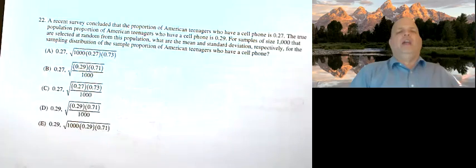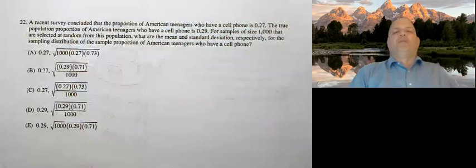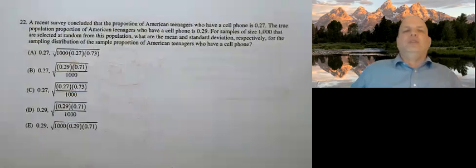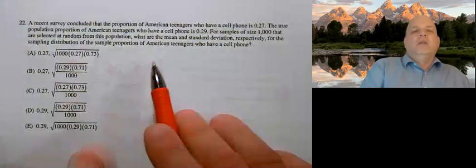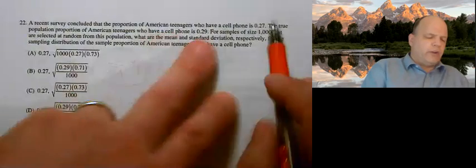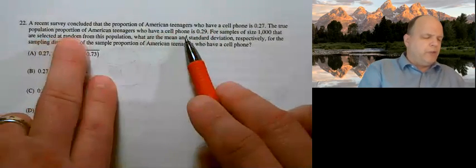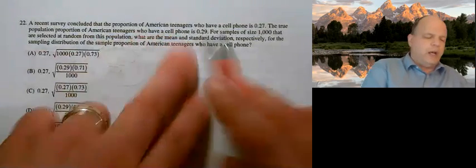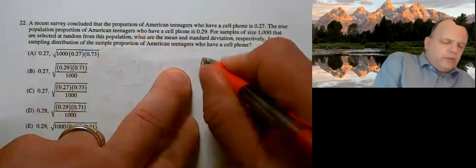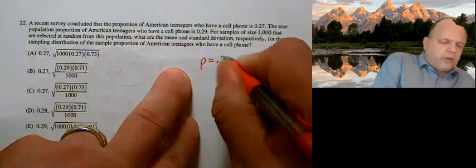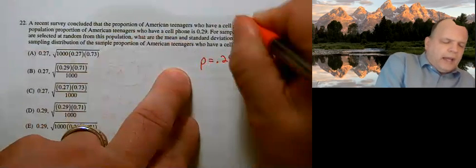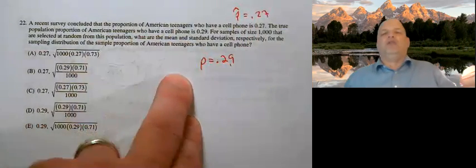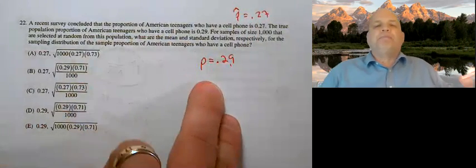A recent survey concluded that the proportion of American teenagers who have a cell phone is 0.27. All right. So we have a survey that this is their conclusion. The true population proportion of American teenagers who have a cell phone is 0.29. So they're telling us this is a true population. This is not from the survey. So this is a p hat. They get 0.27, but from a true population, it's really 0.29.